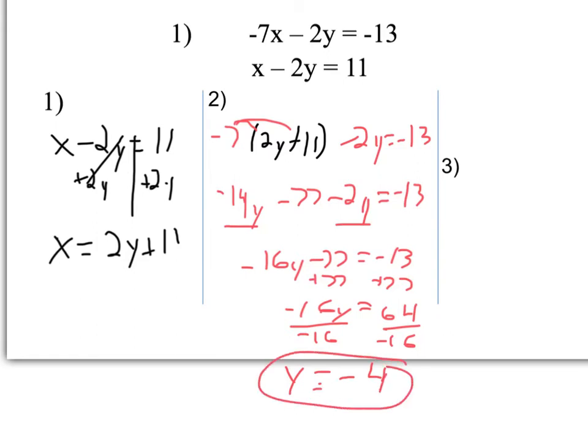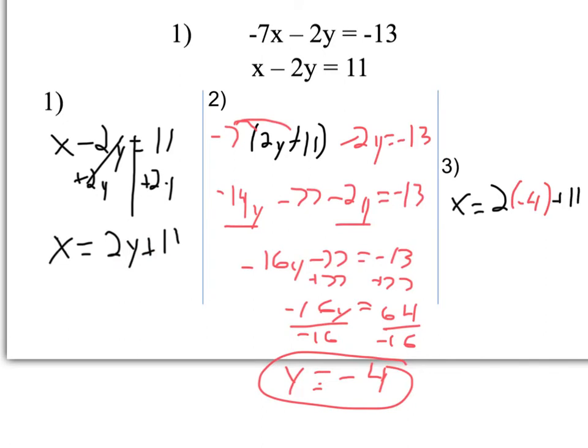Alright, so now I have a value for y. I know exactly what y equals. I need to get a number value for x. So to do that, I want to take the equation that I had in 1, and I want to bring it all the way over to number 3. But this time, instead of writing in this y, I know what y is equal to. It's equal to negative 4. So I want to take this y out, and I want to replace it or substitute it with this negative 4, and keep the plus 11.